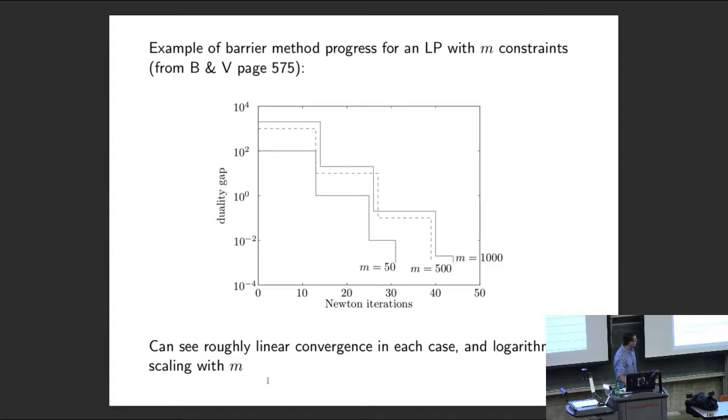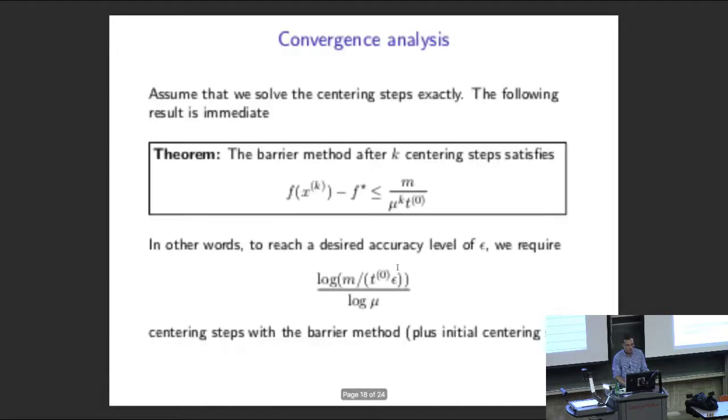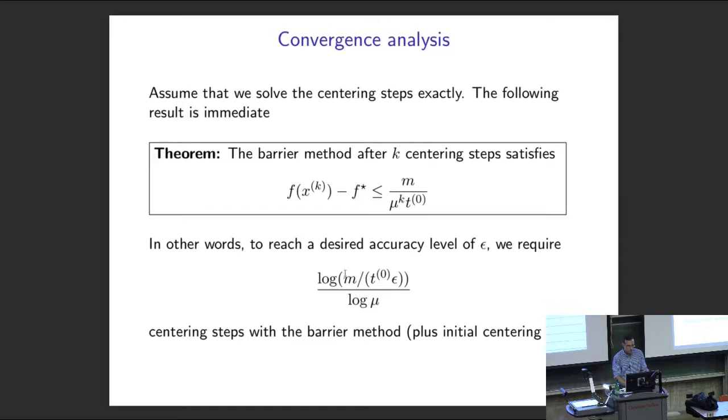And what we can see is that for every LP, we get roughly linear convergence, right? This is a log plot. This is a log duality gap. And it grows very slowly with m, the number of inequality constraints, which is what we've seen from this analysis. It should grow very slowly with the number of inequality constraints.